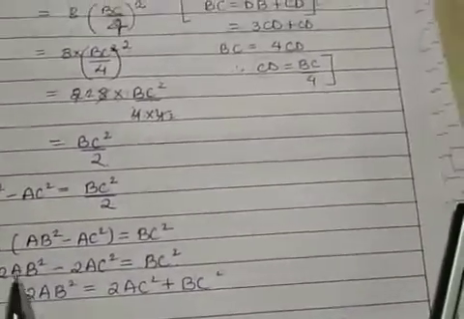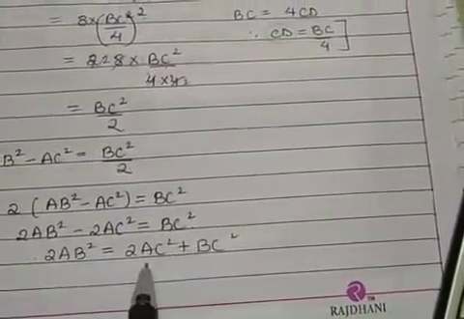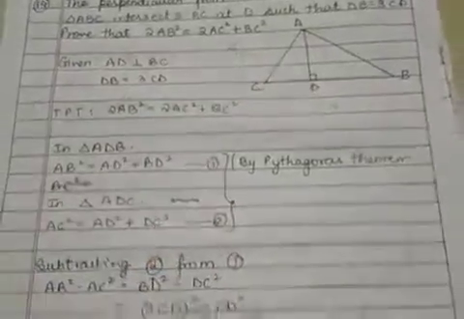Okay. So therefore 2 times AB square is equal to, this I am transferring here, 2 times AC square plus BC square. Now this is what we had to prove.